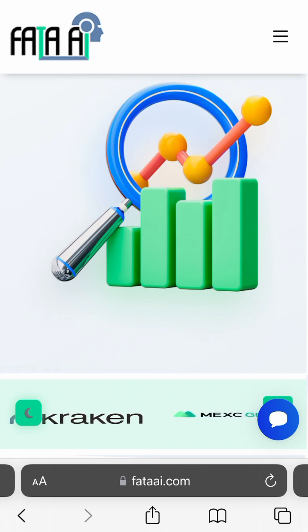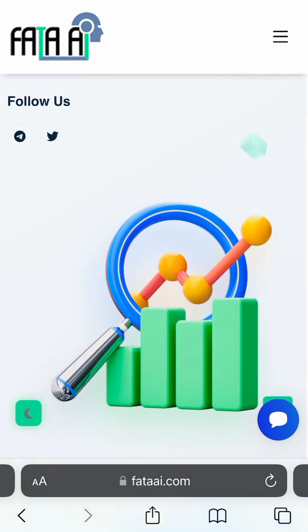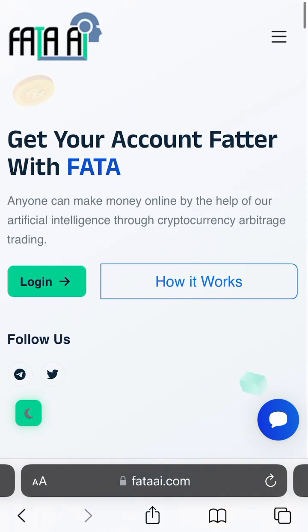All you need to do to create an account in Fata is follow the link I'm going to send to you, or the link the person sending this video to you will send. Creation of accounts is free of charge. Just follow the link and set up your account. It's very simple. Your account will be set up in less than 3 minutes.